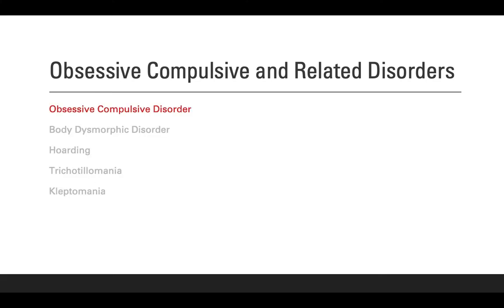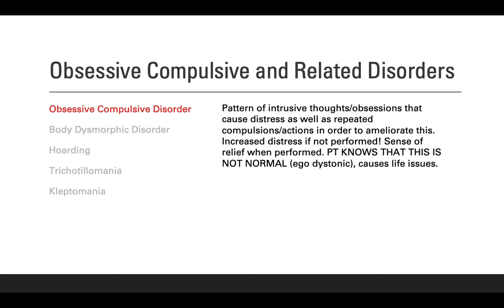So, obsessive compulsive disorder. This is a word that's thrown around a lot, but really easy to diagnose. Now, so patterns of intrusive thoughts or obsessions that cause distress as well as repeated compulsions or actions in order to get rid of that feeling. Distress goes up if they don't perform them, and they get a sense of relief when it is performed. One big thing is the patient knows it's not normal. It's called ego dystonic. They don't want to be this way. And it causes life issues.